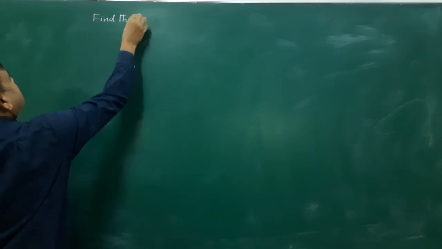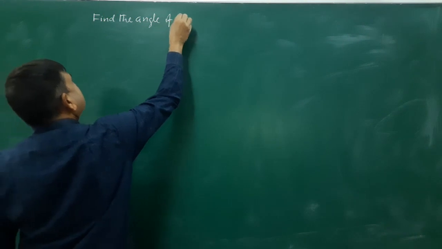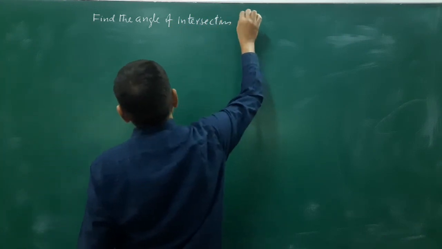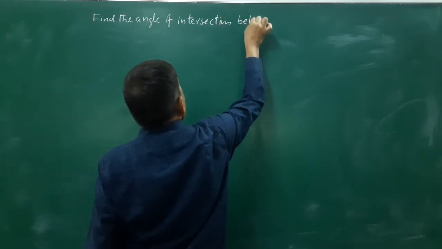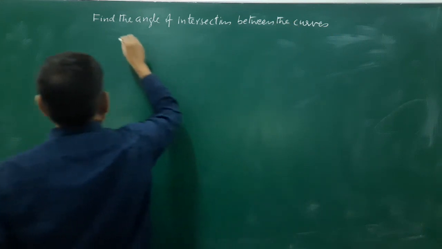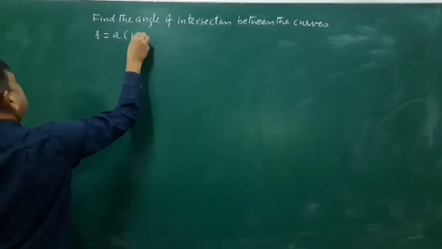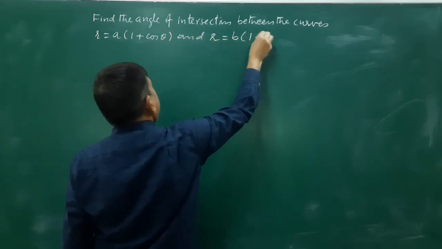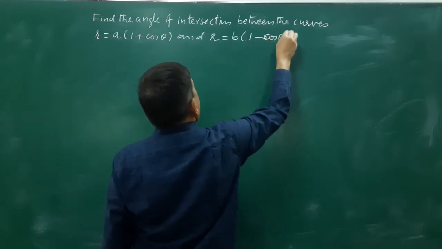Let us see. Find the angle of intersection between the curves r equals a(1 plus cos theta) and r equals a(1 minus cos theta), where a is a constant.